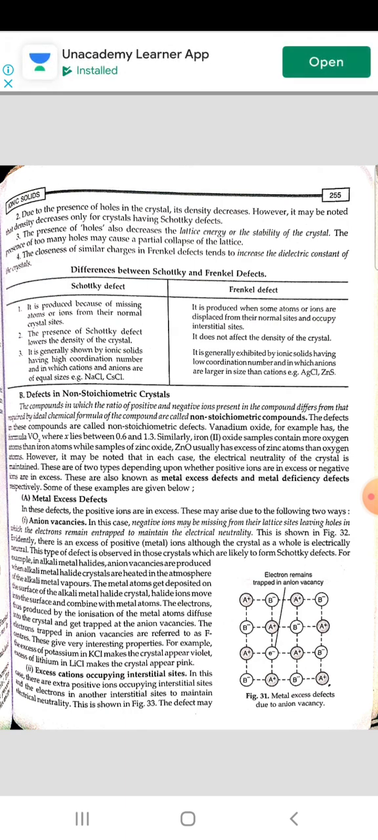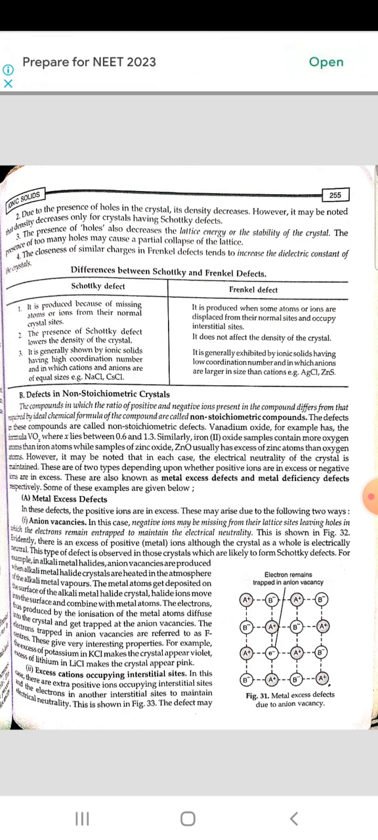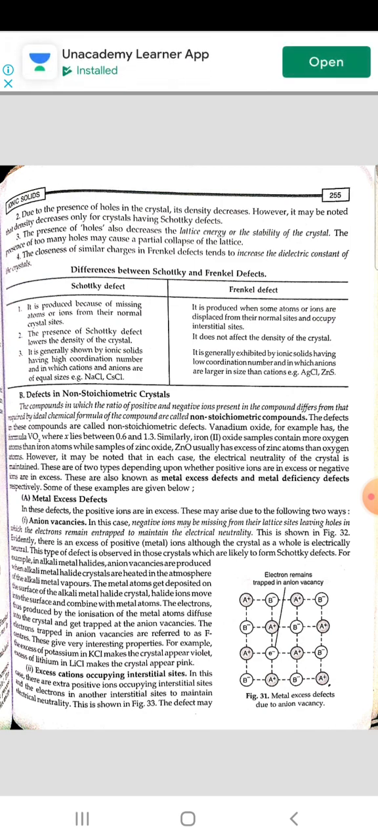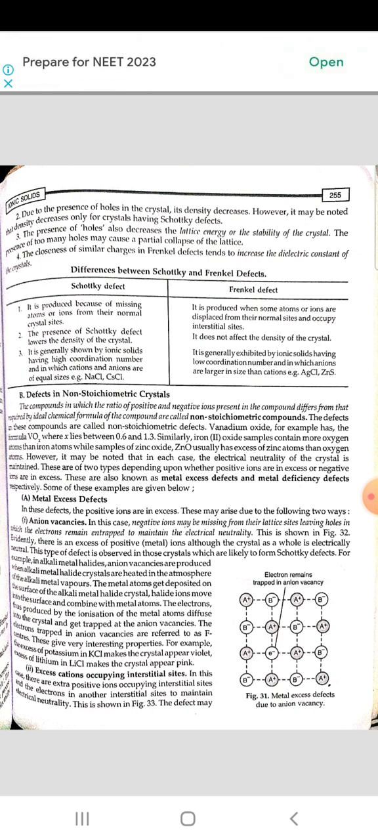Similarly, iron oxide samples contain more oxygen atoms than iron atoms, while samples of zinc oxide, ZnO, usually have an excess of zinc atoms over oxygen atoms. However, it may be noted that in each case the electrical neutrality of the crystal is maintained. These are of two types depending upon whether positive ions are in excess or negative ions are in excess. These are also known as metal excess defects and metal deficiency defects, respectively.